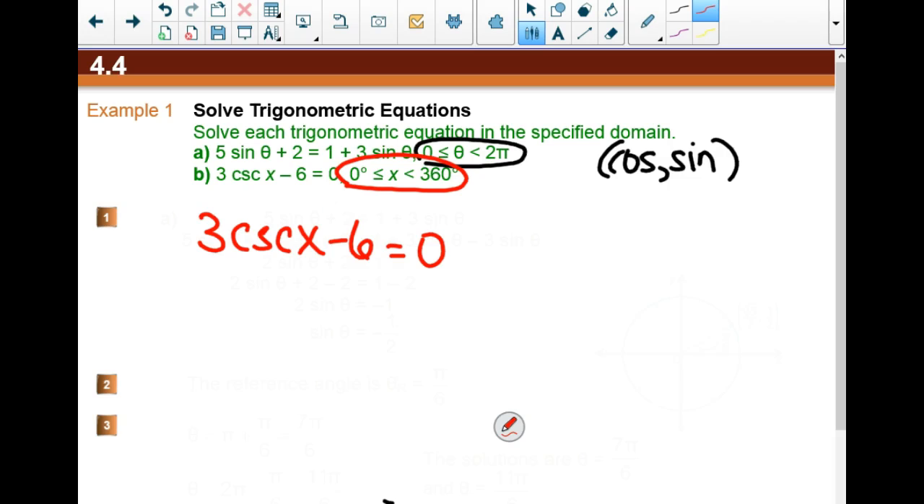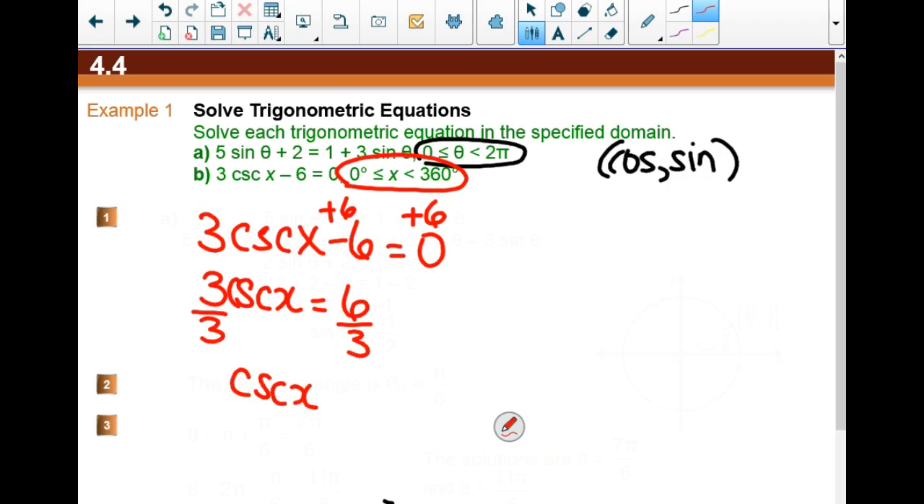So what we're going to do is add our 6 over to get it away from our cosecant. There we go. And then we have to divide by 3. So we get cosecant x is equal to 2.